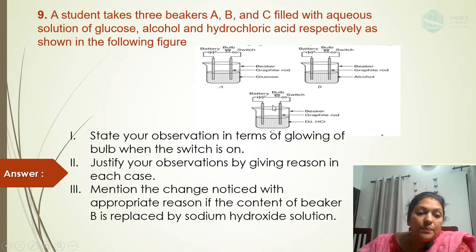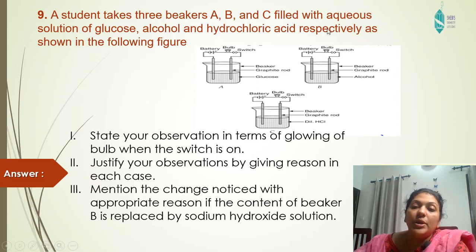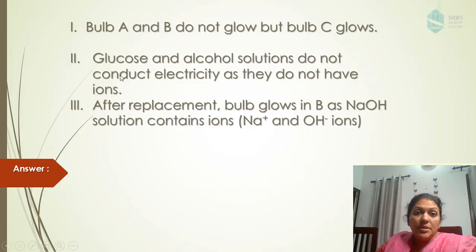Now, mention the change noticed with appropriate reason if the content of beaker B is replaced by sodium hydroxide. So, if instead of alcohol, we take sodium hydroxide, then what will happen? The bulb will start to glow because sodium hydroxide also in presence of water will split into sodium ion and hydroxide ion. Here are the answers. You can see bulb A and B do not glow but bulb C glows. Glucose and alcohol solution do not conduct electricity as they do not have ions. And after replacement, bulb glows in B as NaOH solution also contains ions.